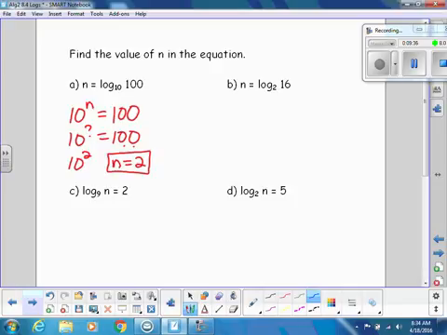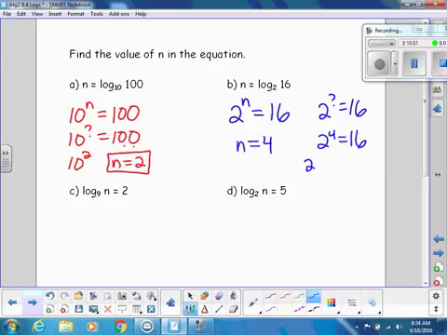Same idea, I'm going to switch it to exponential form. My base is 2, exponent is n, and it's equal to 16. So 2 to what power equals 16? Now, if you don't know this, you can do some guess and check with your calculator and just start plugging in numbers. But here we're going to have n is equal to 4, because I know 2 to the 4th power is equal to 16. So if I had 2 times 2 times 2 times 2, that would equal 16.